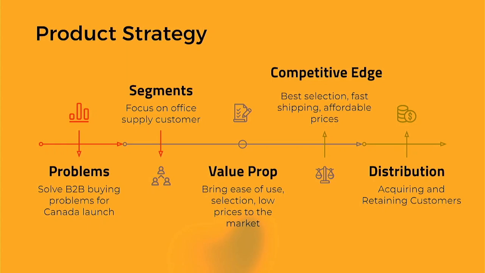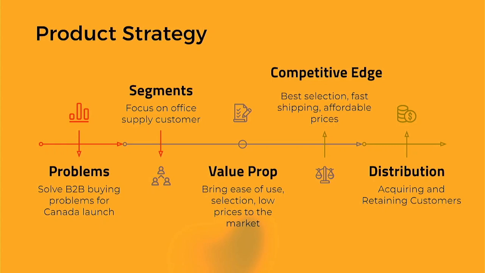The segment is for office supply customers. We think of that as government agencies, commercial, strategic kind of Fortune 500 lookalike companies in Canada, right? That would be our segment. Our main value prop is easy. We want to bring ease of use to buying and shopping, bring better selection, low prices to the market, right? This is kind of how Amazon thinks in their value proposition.